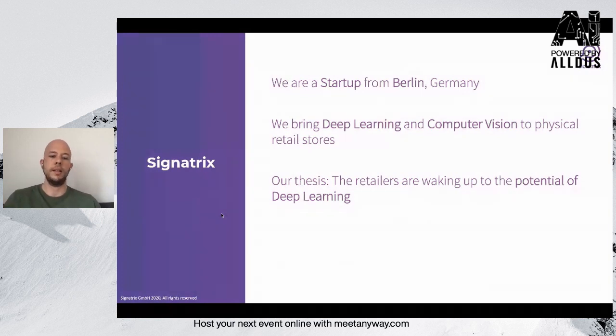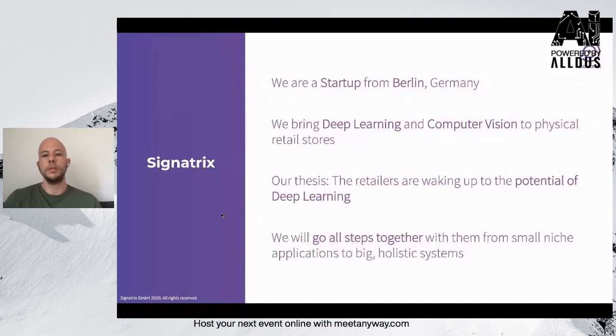Our idea is that with deep learning, you can do so much more. Stuff like Amazon Go, which is this automated checkout system that Amazon has built, basically proves this kind of thesis. And we want to go all the steps together with the existing retailers, from using this for niche applications, which is the stuff that we're doing right now, to really understanding the store on a whole new level, automating processes and getting everything up to the level that you can do with AI and with deep learning.